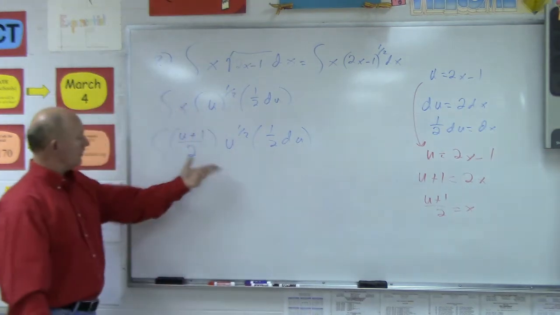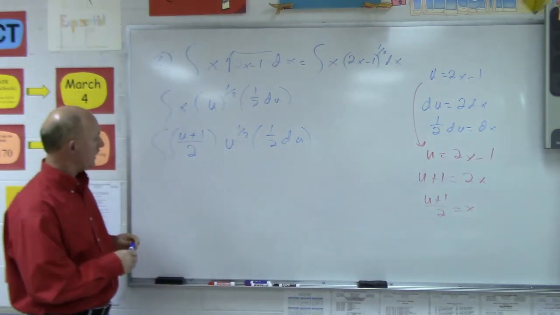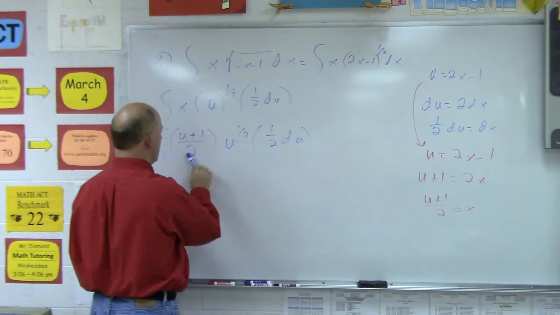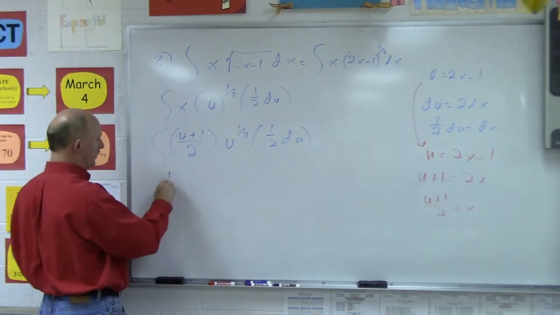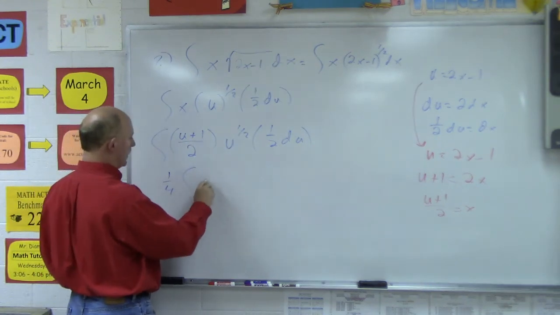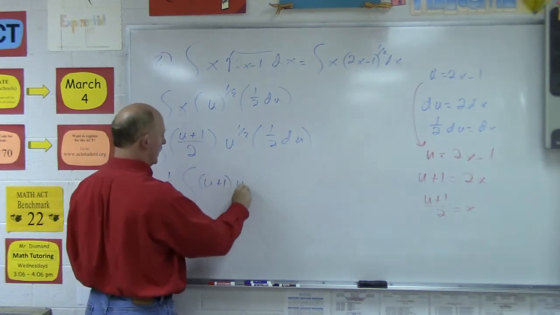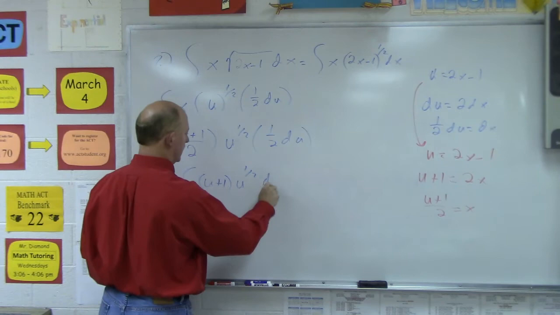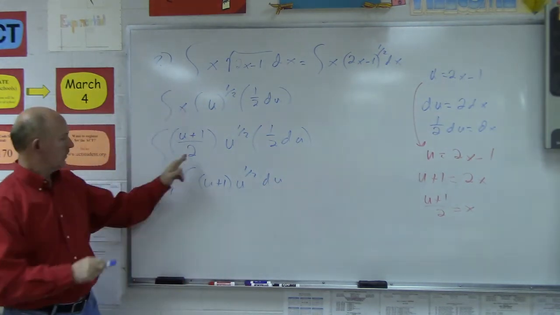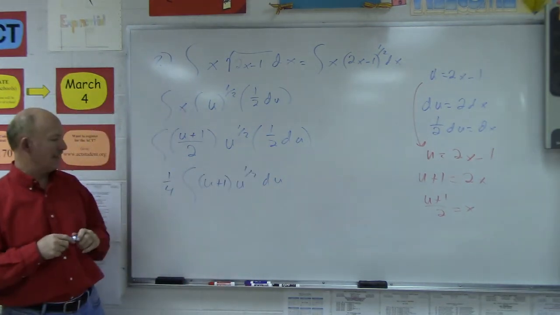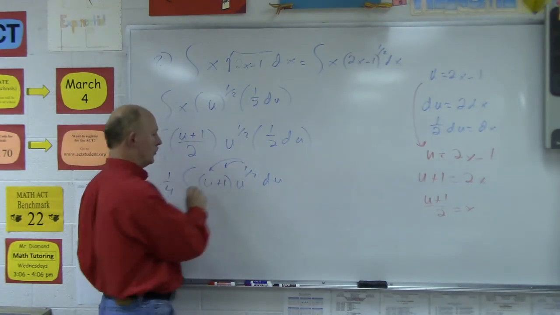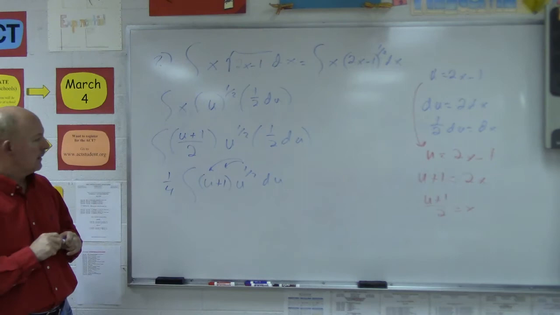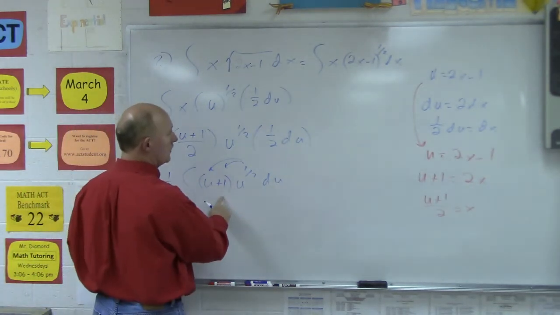So let's see now. We're going to have to simplify this a little bit. First of all, I see the 1/2 and the 1/2 here, so I'm going to pull those off. That ends up with 1/4 integral (u plus 1) times u to the 1/2 du. The 1/2 and the 1/2 we can pull out in front of the integral. Now let's multiply the u to the 1/2 inside our parentheses. We're going to use our distributive property to multiply back inside our parentheses.